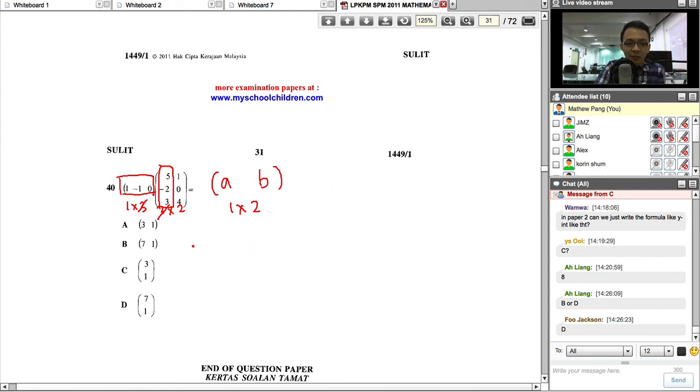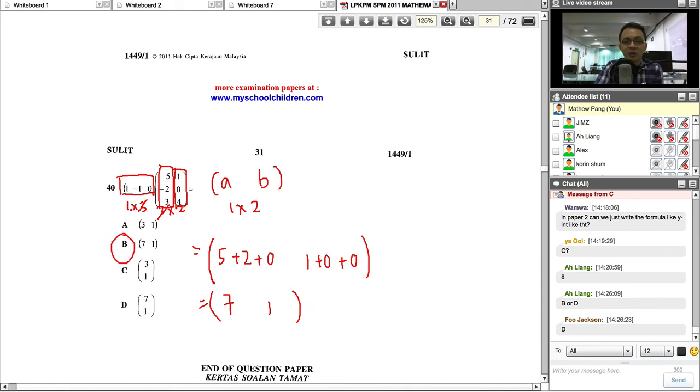So see what I'm going to do is, first one, 1 multiply 5 will give me 5. Negative 1 multiply negative 2 will give me plus 2. 0 multiply 3 plus 0. Okay, and then this one multiply the second one. Okay, 1 multiply 1 is 1. Negative 1 multiply 0 plus 0. 0 multiply this one plus 0. And then I solve it, is 7, 1. Answer is B. So it's so important to understand the order.